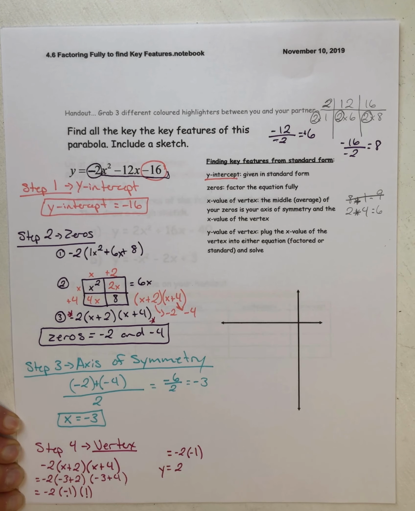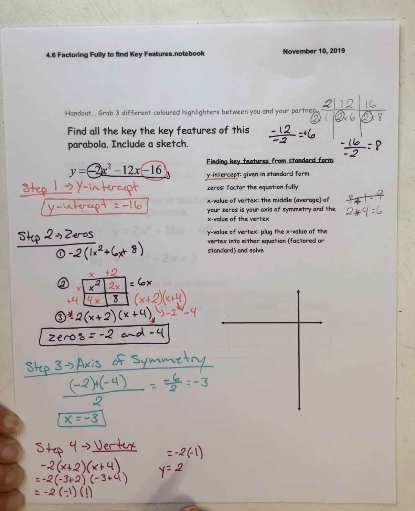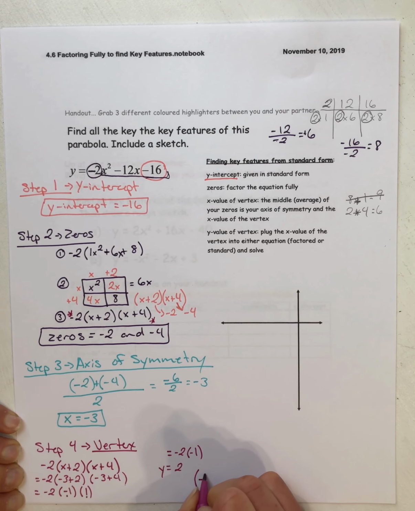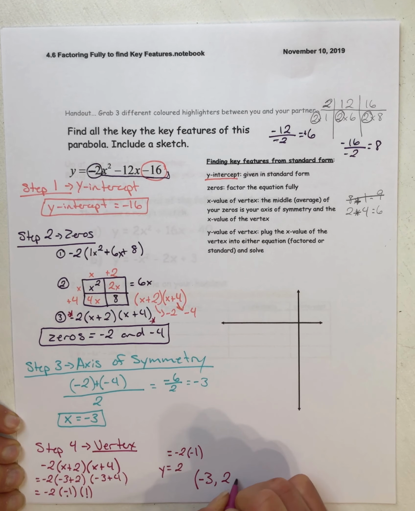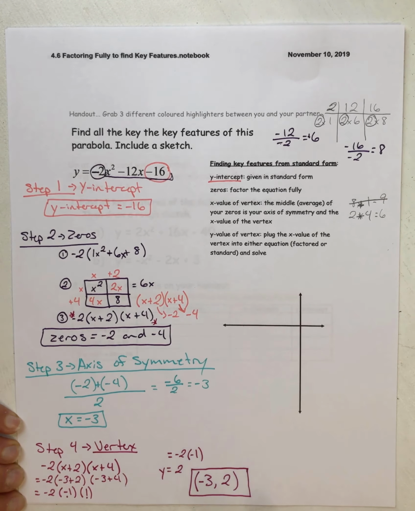So don't forget that we need to rewrite our actual vertex, because we have our x and we have our y. So don't just stop there. You need to write your vertex. So your vertex, it's always written x, y, is -3 and 2. And then box it. Always box your information, because it'll help you when you're plotting your stuff.